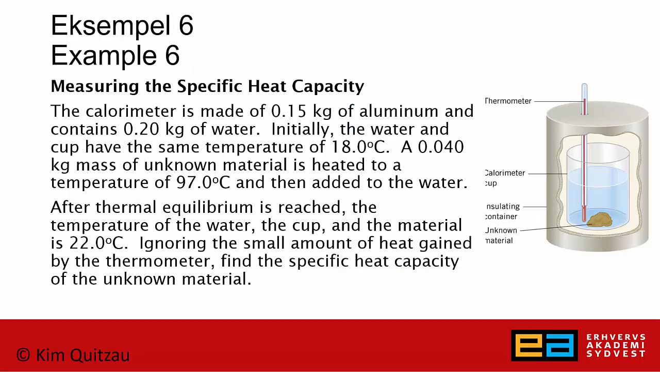Example 6. Measuring the specific heat capacity. The calorimeter is made of 0.15 kilograms of aluminium and contains 0.20 kilograms of water. Initially, the water and the cup have the same temperature of 18 degrees centigrade or Celsius.